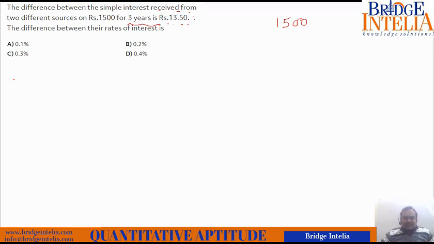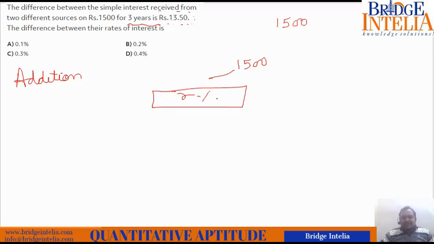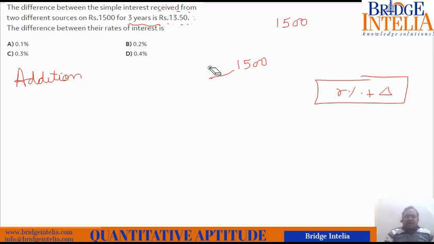3 years. So additional gain. See, you deposit 1500 in two different schemes. One scheme is giving you R%. The other scheme is giving you R% plus something extra, additional. That's why in the second case you have managed to earn more interest, additional interest.